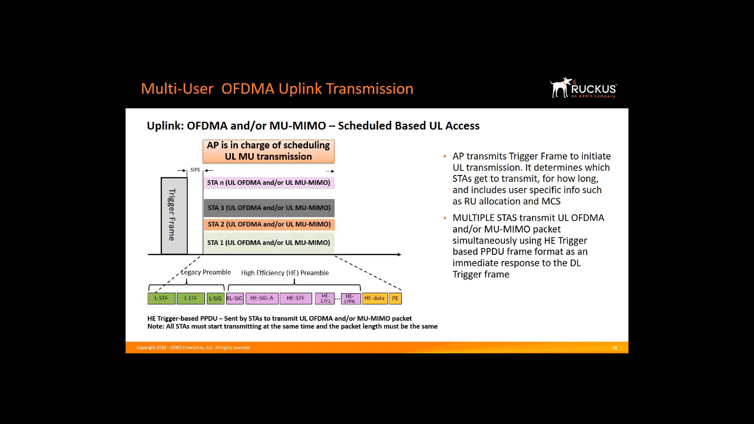In response to the trigger frame, multiple stations transmit simultaneously to the AP using a high-efficiency trigger-based frame format. To prevent interference, the packet transmission from each of the stations must start and end at the same time, and they must remain synchronized in time, frequency, and power. Once the AP receives the packets from all the stations, the AP sends back an acknowledgement frame to finish the operation. You could say that the trigger frame is the master scheduler.